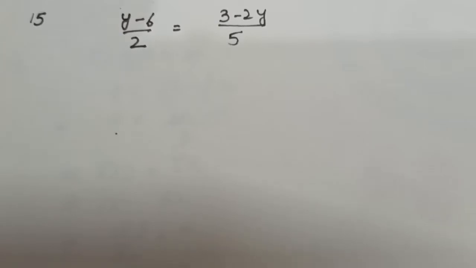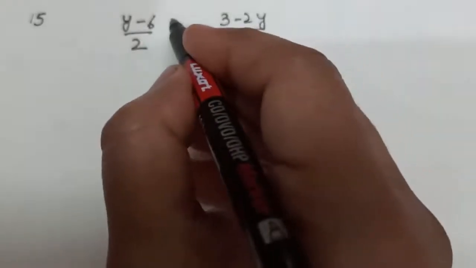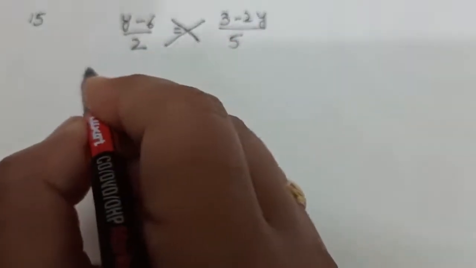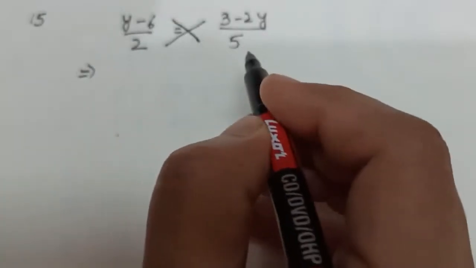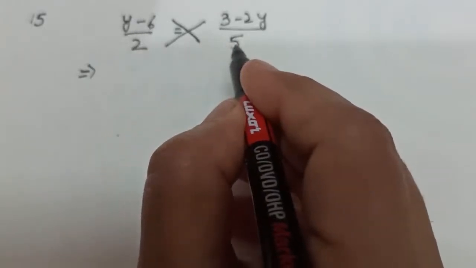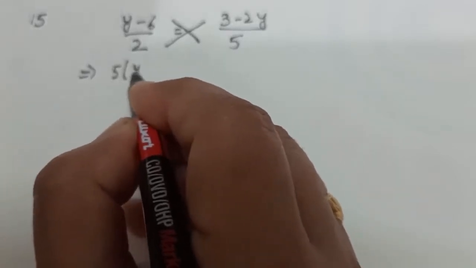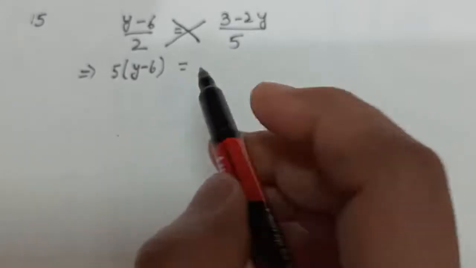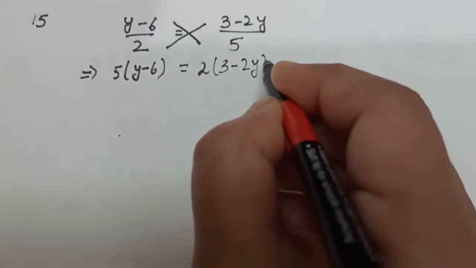Question number 15 is y minus 6 upon 2 is equal to 3 minus 2y upon 5. Here we can see we have fractions on both sides. So here we will have to cross multiply. Cross multiplication means denominators of opposite sides will be multiplied here. So here y minus 6 will multiply with the denominator of the other side, that is 5. So 5 into y minus 6 is equal to, in the same way this 2 will multiply with 3 minus 2y.